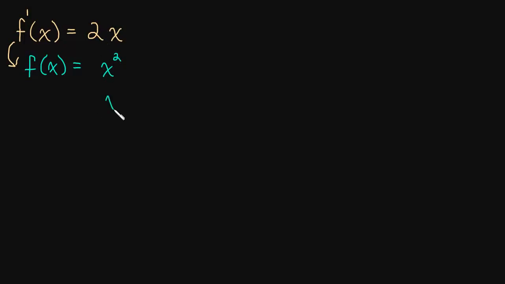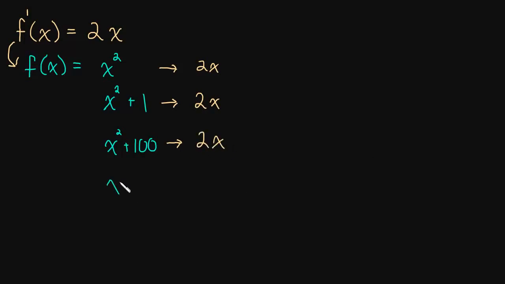But there's a catch, because if we take the derivative of x squared plus 1, we still get 2x. So the derivative of x squared plus 1 still goes to 2x. Take these arrows to mean the derivative. If we take the derivative of x squared plus 100, that still goes to 2x, because when we take the derivative, that constant goes away. We could do this forever. We could add any constant we wanted. X squared minus pi, when we take the derivative, still goes to 2x.